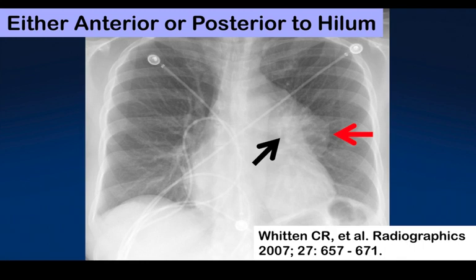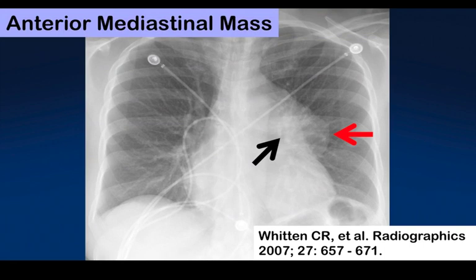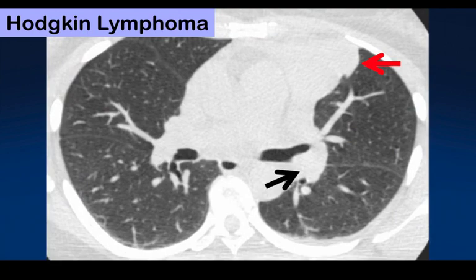Notice that in this example, the inferior border of the mass merges imperceptibly with the left heart border, indicating an anterior location, and thus this is likely either an anterior mediastinal mass or perhaps somewhat less likely, a lobulated pleural mass along the anterior medial pleural surface. CT scan in this case confirms the presence of an anterior mediastinal mass as indicated by the red arrow, which proved to be Hodgkin lymphoma.